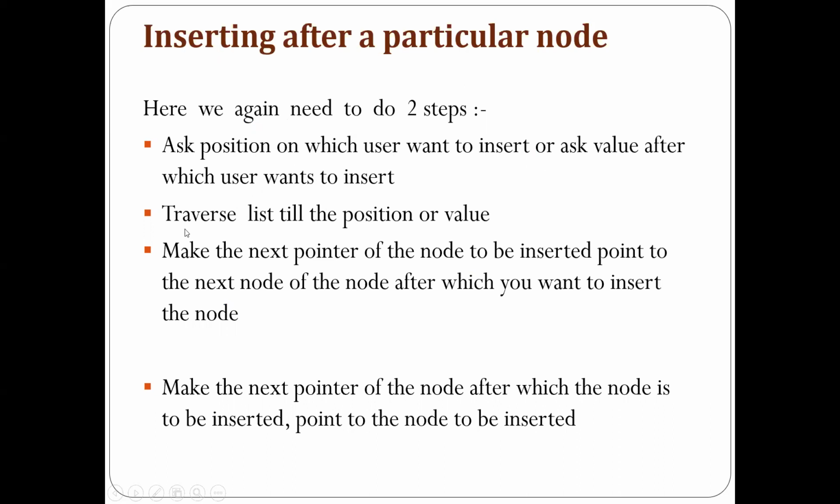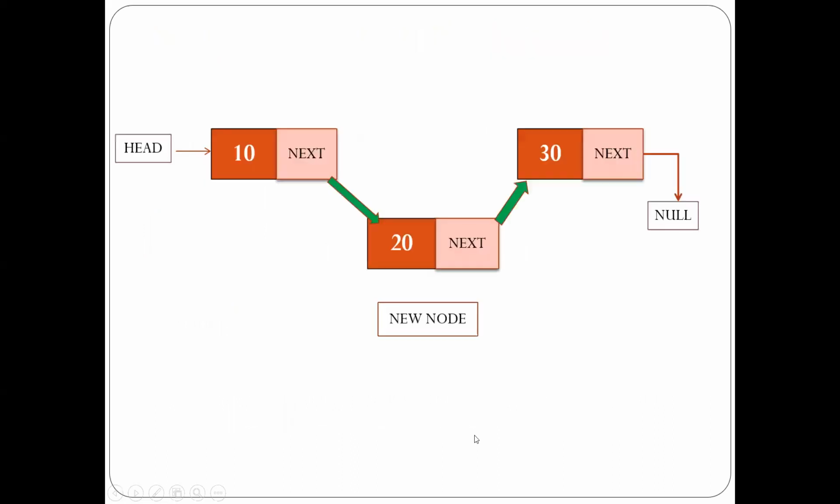So for that purpose, we have to traverse the list till that position or the value, and then make the next pointer of the node to be inserted point to the next node of the node after which you want to insert the node, and make the next pointer of the node after which the node is to be inserted point to the inserted node. So we'll see the diagram, then you can easily understand.